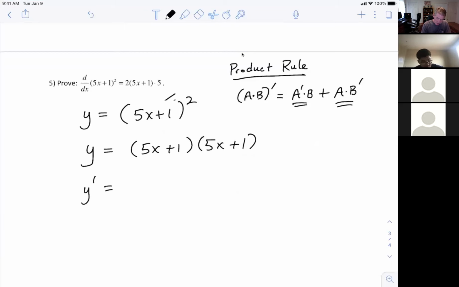So using the product rule, this is the first one. The derivative of 5x is just a 5. And the derivative of plus 1 is plus 0. So that would be 5 plus 0. That's just 5. And then just copy down this one, 5x plus 1. Now just copy down the first one, 5x plus 1, and take the derivative of the second one. So that's just a 5.